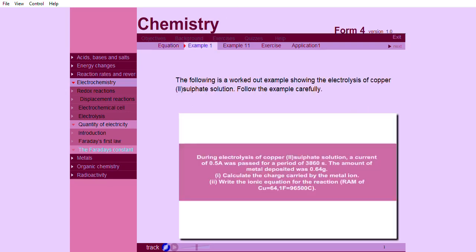During electrolysis of copper(II) sulfate solution, a current of 0.5 amperes was passed for a period of 3,860 seconds. The amount of metal deposited was 0.64 grams. Calculate the charge carried by the metal ion. Write the ionic equation for the reaction. RAM of copper is 64.